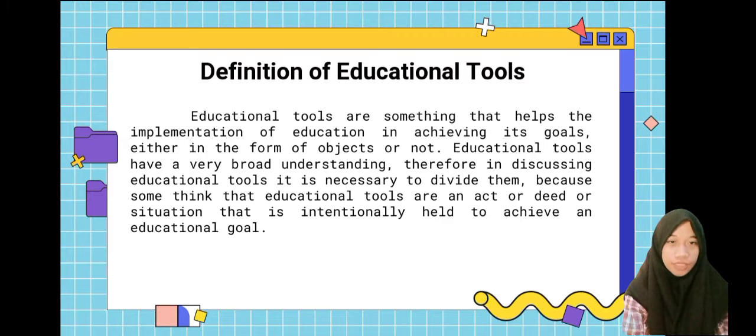Therefore, in discussing educational tools, it is necessary to divide them, because educational tools are an act or deed or situation that is intentionally held to achieve an educational goal.